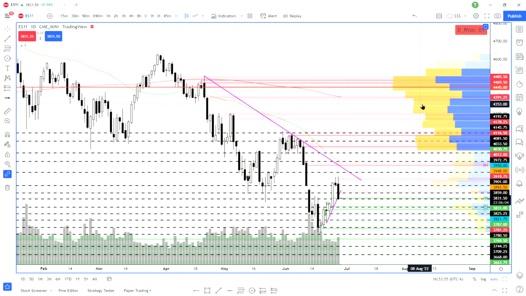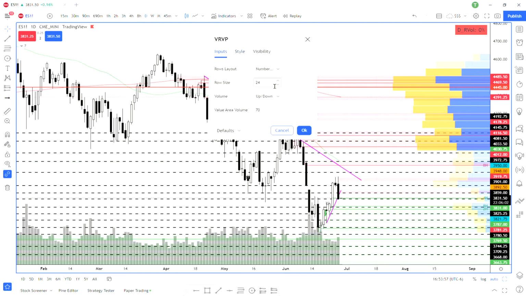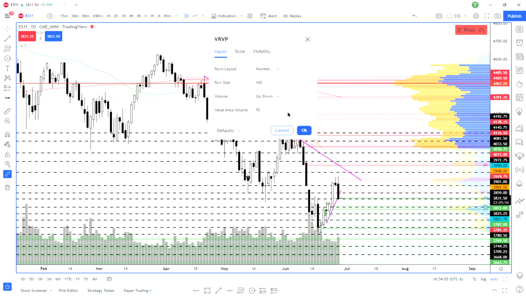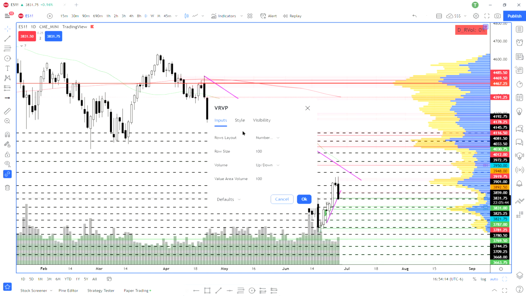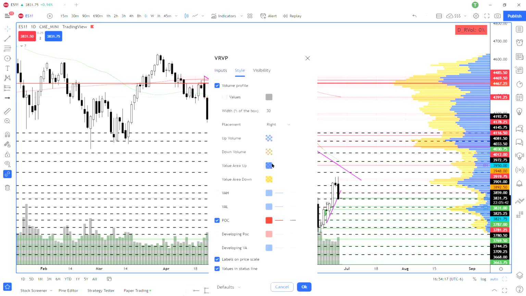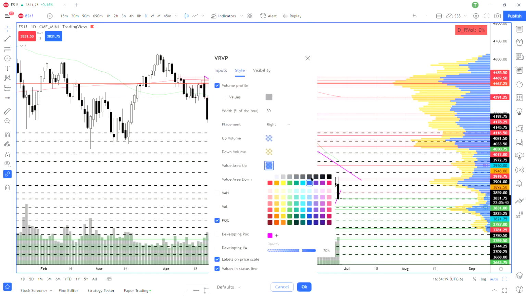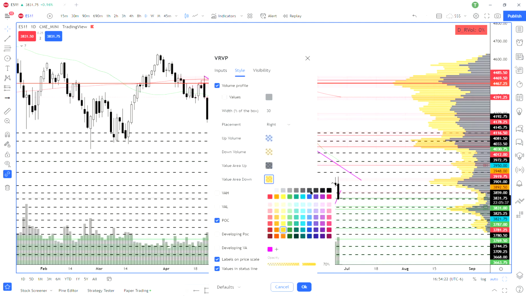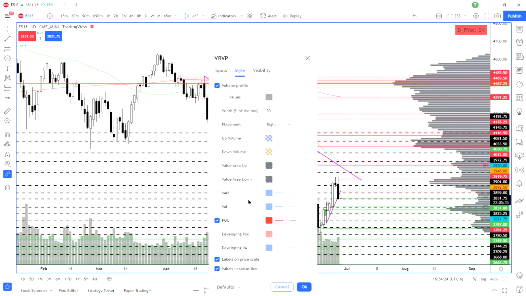So what I do is I click on it, go to inputs, and I like to change the row size to be a little more detailed, I guess. So we go to 100, and that gives you more bars over here. And then the value area, I put it at 100, so I want to see all the bars the same. And then I also like to go to value area, and I don't differentiate between buying and selling volume. I'm just looking for overall volume. So we'll do that right there.